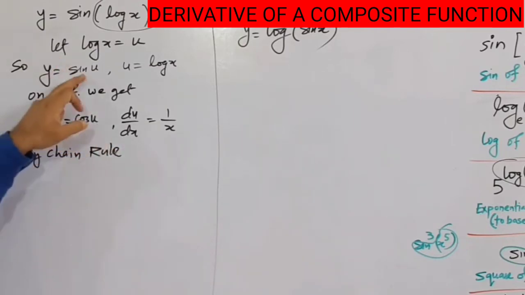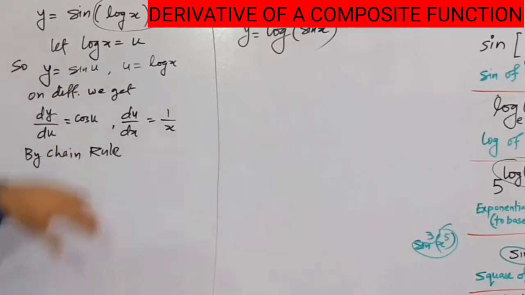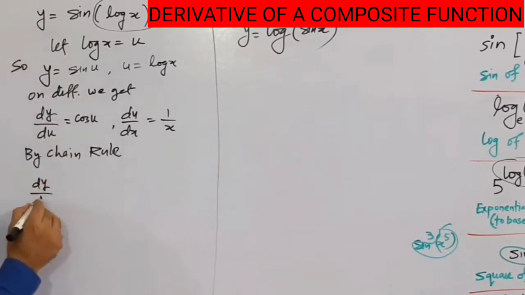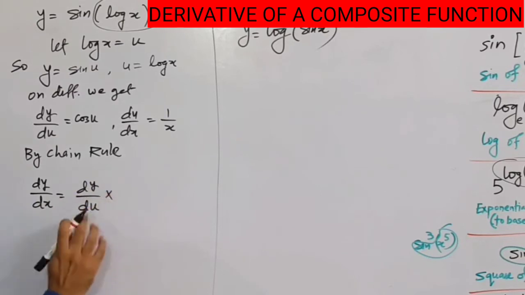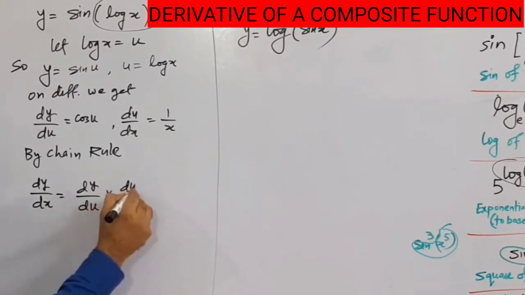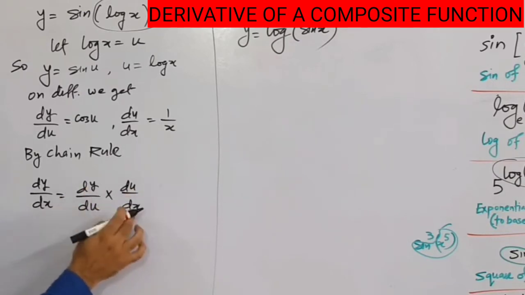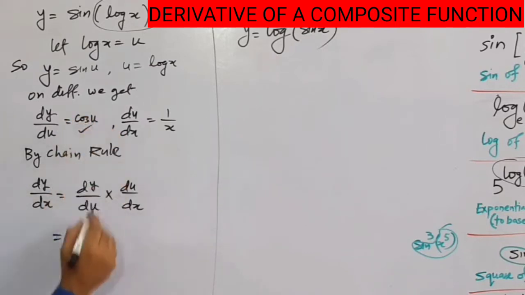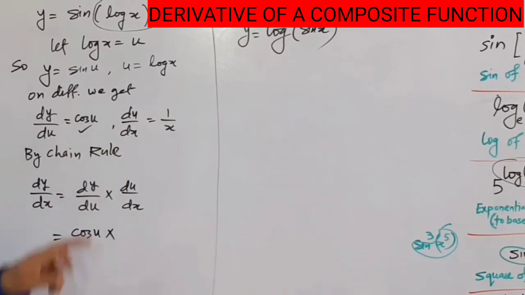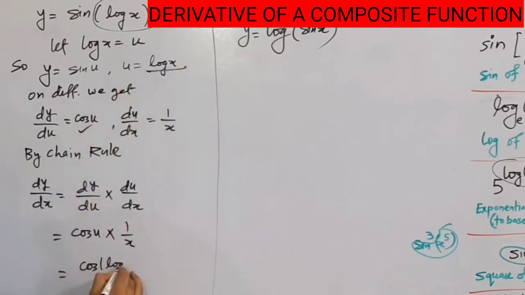Now, by chain rule, actually, we don't need dy by du or du by dx. Actually, we have introduced the variable u. We need the derivative of y with respect to x. So what chain rule suggests is, derivative of y with respect to x will be equal to derivative of y with respect to u multiplied by derivative of u with respect to x. So this is dy by dx. Now dy by du is simply cos u, and derivative of u with respect to x is 1 upon x. The value of u is log x. We'll put the value. This becomes cos of log x upon x. So this is the derivative of sine of log x.